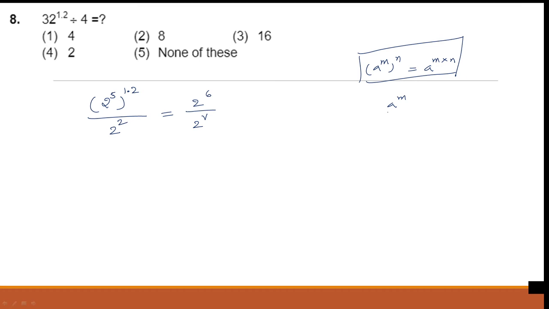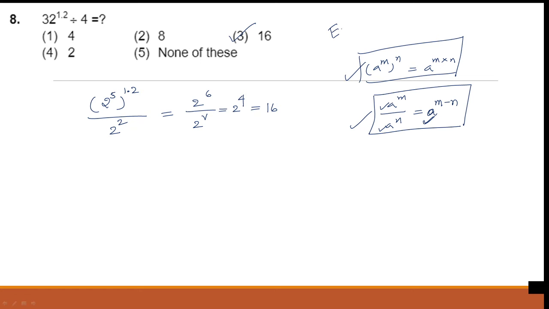Again one more formula I am going to use, that is a power m divided by a power n. When the bases are the same and the powers are different, we need to subtract the powers under the same base. So how much will you get? 2 power 4. 6 minus 2 is nothing but 4, right? What is 2 power 4? 16 is the answer.